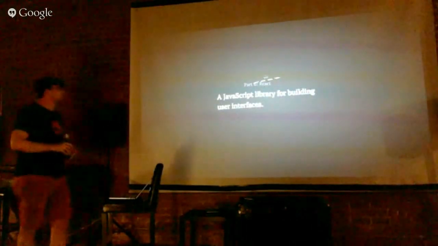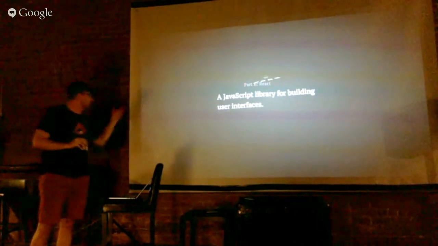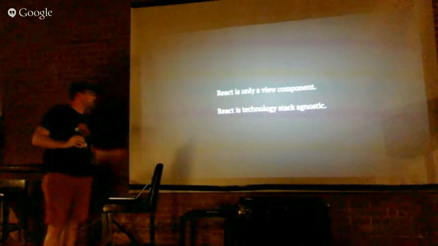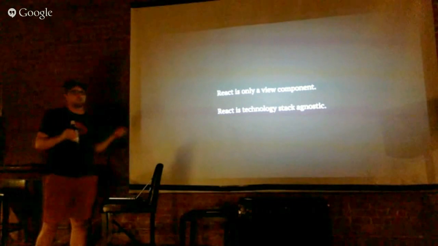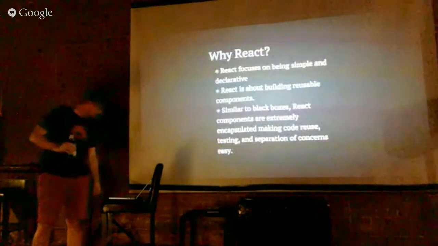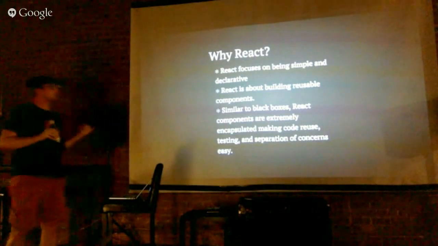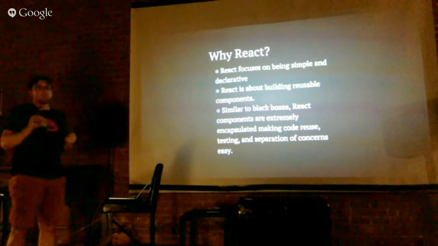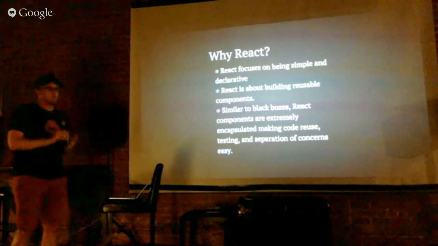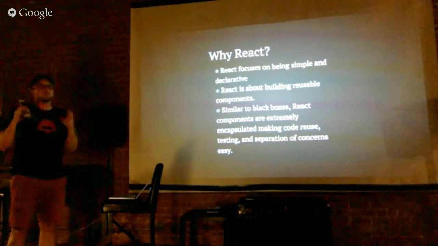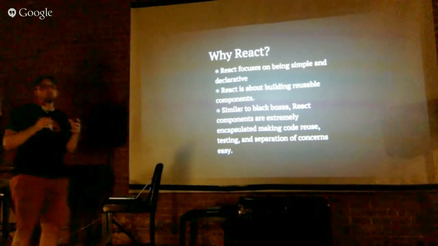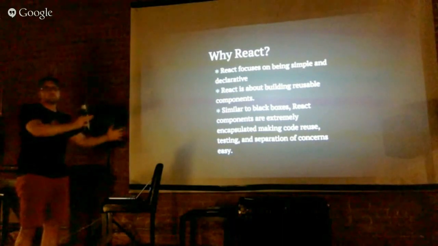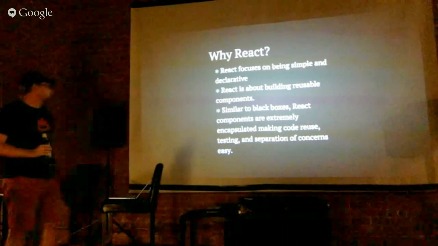Event sourcing. Okay, so let's see. A JavaScript library. Okay, so React. I'm going to go pretty quick through these because we've all talked about React. It's basically only the view component, and it's technology stack agnostic, which is pretty cool. The reason it's good is because it's simple and declarative. It's about building reusable components, which goes back to your question. The reusable components in a way become similar to this black box methodology. All of a sudden you've got these components, they're not going to affect other components, and you just put the data in and they do what they're supposed to do. I guess that's why I said it there.